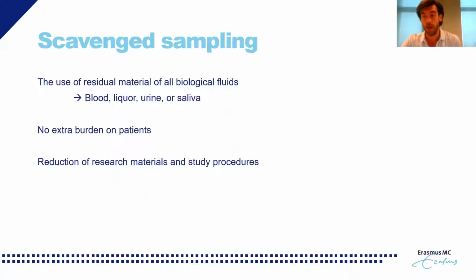Scavenged sampling encompasses the use of all residual material left over from standard of care. So it could be blood, urine, liquor, or saliva. And there's some great benefits about using scavenged samples, as there is no extra burden on patients. There's less pricks required for research, and a lot of people experience anxiety due to these pricks.